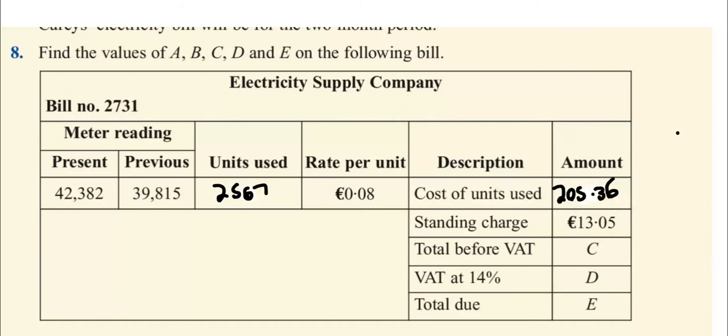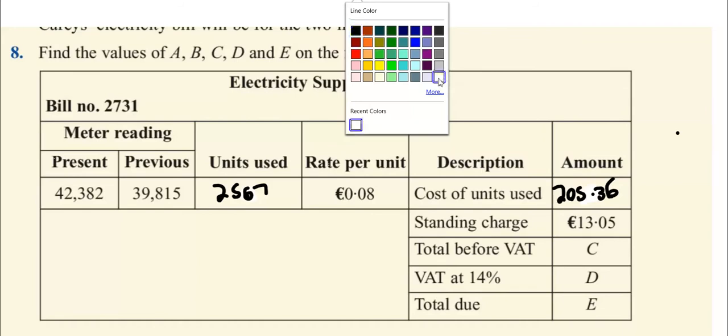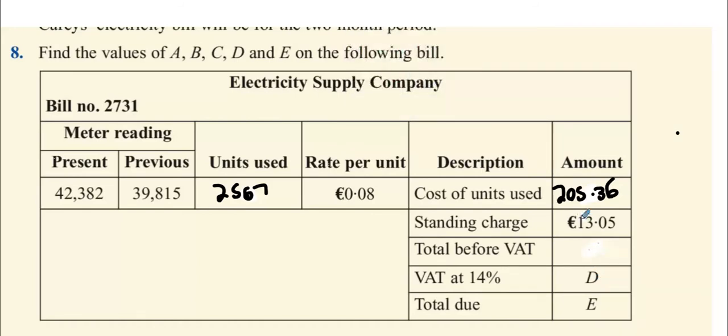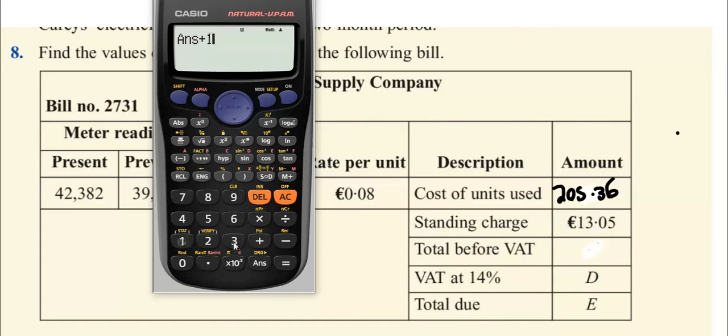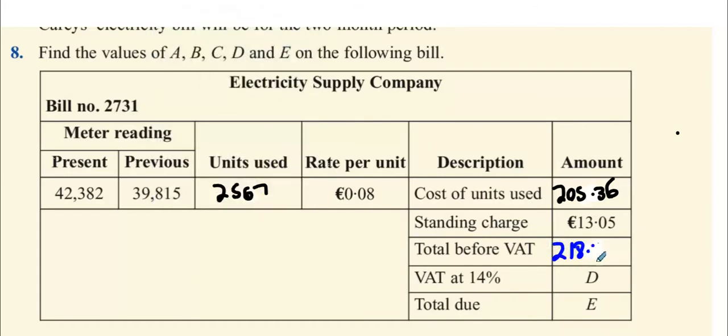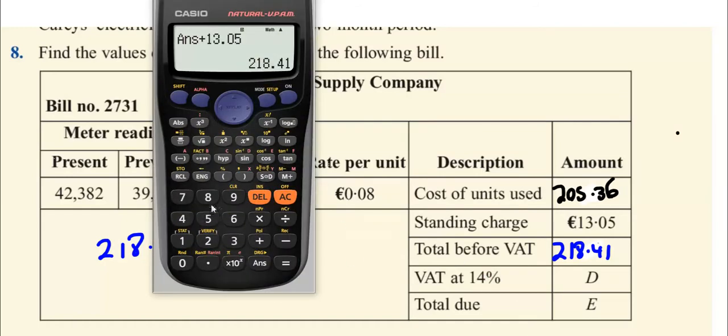€205.36. Now you have a standing charge, which means that it's already applied, so you've got to add the standing charge to your €205.36. So the standing charge is 13.05, which gets us €218 and 41 cents. Now we're going to take this €218 and 41 cents, and calculate 14% of it. So I'm going to multiply this by 14%. Not going to use 114% this time because I actually want to know what 14% of it is. Call it €30 and 58 cents.